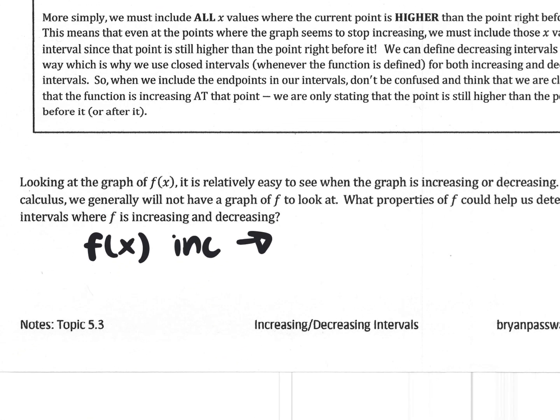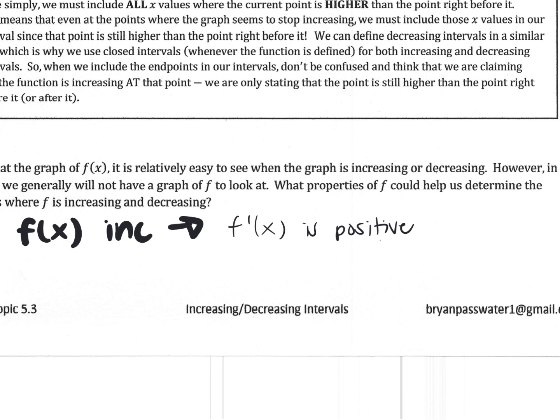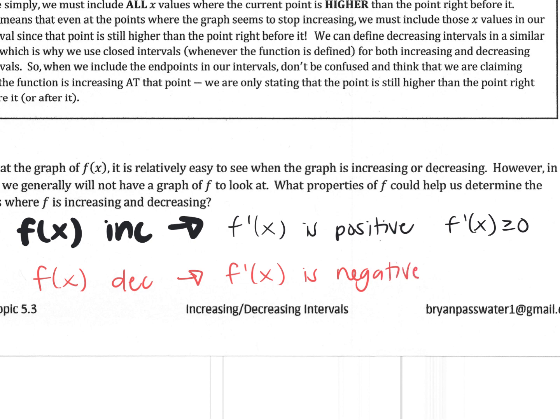So f of x is increasing when our derivative is positive, which you could also write as f prime of x is greater than or equal to 0. Then f of x is decreasing when our derivative is negative, or f prime of x is less than or equal to 0.